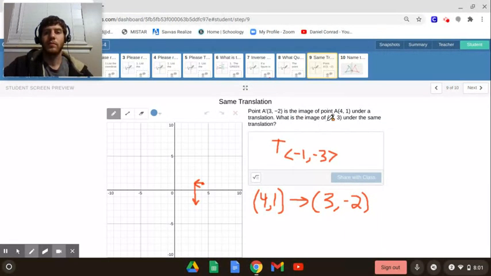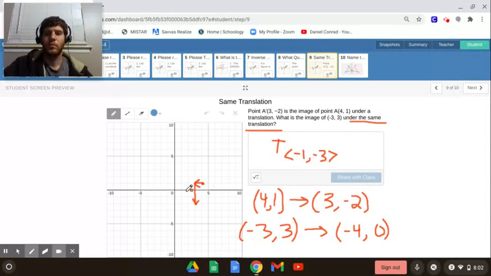Okay, then it's saying what's the image of negative 3, 3. So we're starting with negative 3, 3. That's our pre-image, and we want to find the image of that. So we're using this rule here that we came up with because it's under the same translation. So we're going left 1, that's going to put us at negative 4. And then we're going down 3, that's going to put us at 0. So the point negative 3, 3, if you go left 1 and down 3, you'll be at the point negative 4, 0. Okay, so that would be your answer, negative 4, 0.